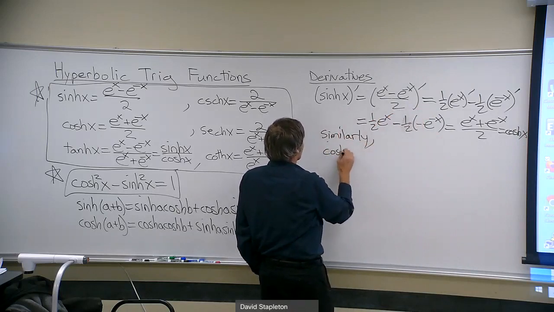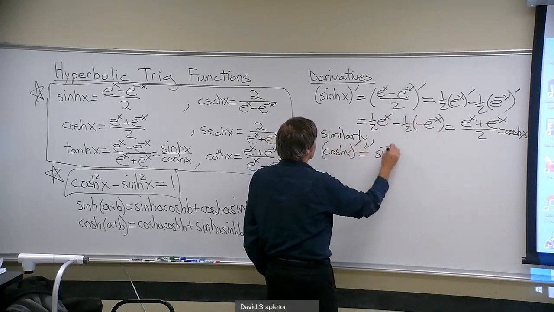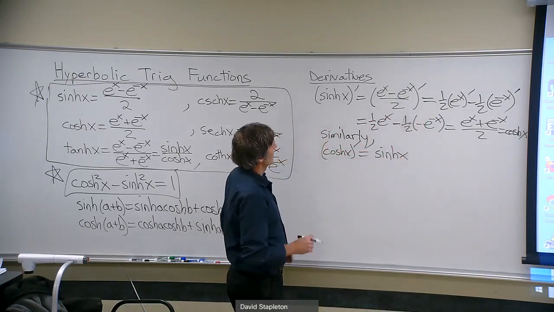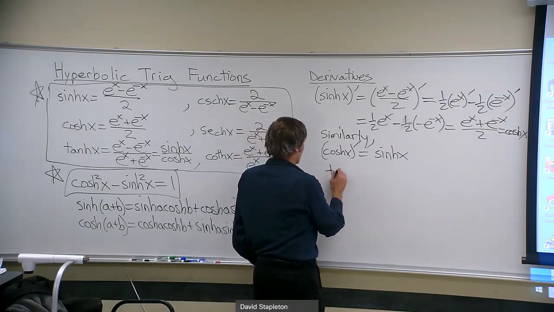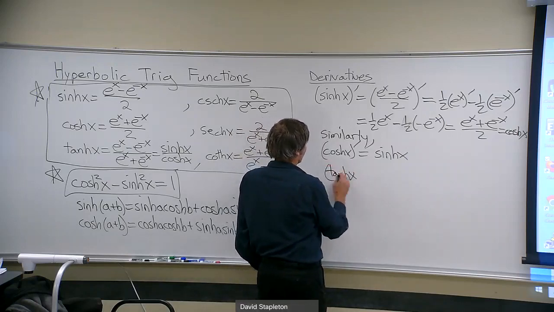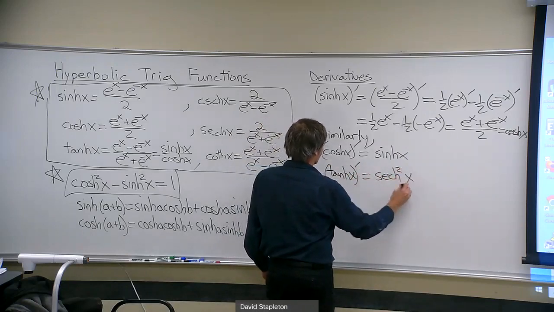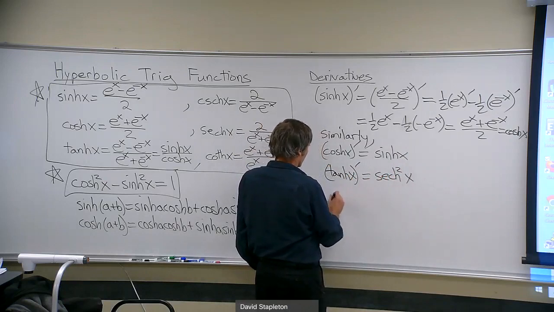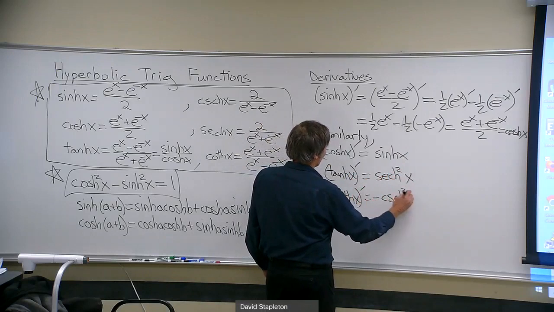But if I take the derivative of cosh, I find there's a little difference. The derivative of cosh actually turns out to be plus sinh, right? Derivative of cosine is minus the sine, but derivative of cosh is plus the sinh. Also, hyperbolic tangent has derivative hyperbolic secant squared, just like in circular trig functions. Derivative tangent is secant squared. Hyperbolic cotangent has derivative minus hyperbolic cosecant squared.